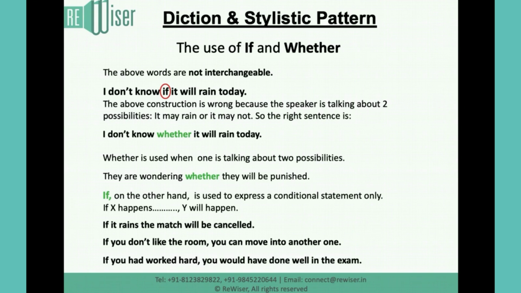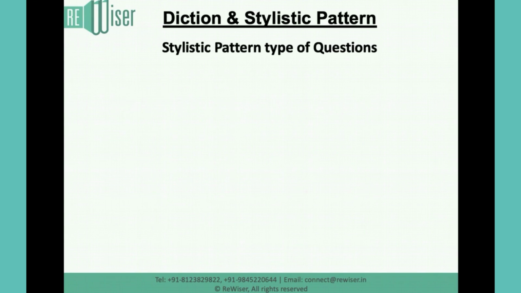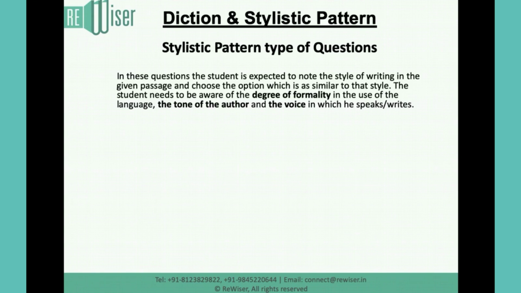Now those two were in the future. The last example is one for the past tense. If you had worked hard, you would have done well in the exam. So please don't confuse between these two words. Now we move on to stylistic pattern type of questions.